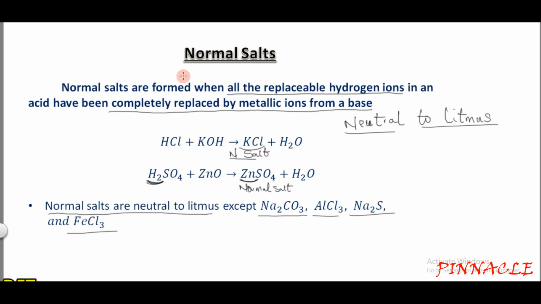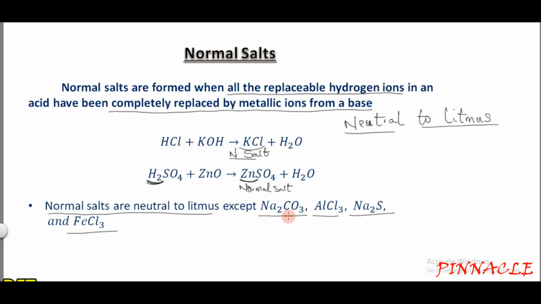Alright, so here we've looked at the normal salt, and I said that normal salts are salts that are formed when all the replaceable hydrogen ions in an acid have been completely replaced by metallic ions from a base. And this is an equation that explains that all the replaceable hydrogen ion in this hydrogen chloride have been completely replaced by potassium from a base to form what? Potassium chloride. This is an example of a normal salt. All the replaceable hydrogen ion here, the two replaceable hydrogen ions here in tetraoxosulfate(VI) acid, have been completely replaced by zinc from zinc oxide, which is a base, to form zinc tetraoxosulfate(VI). So this is an example of a normal salt.